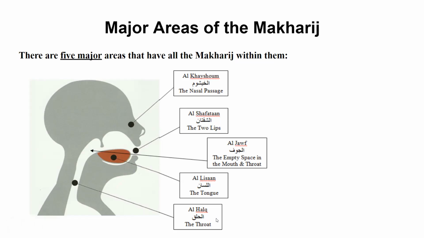Then finally we have al-halq, the throat. And this is this part right here. So here we have al-halq, the throat. So these are the 5 major areas.